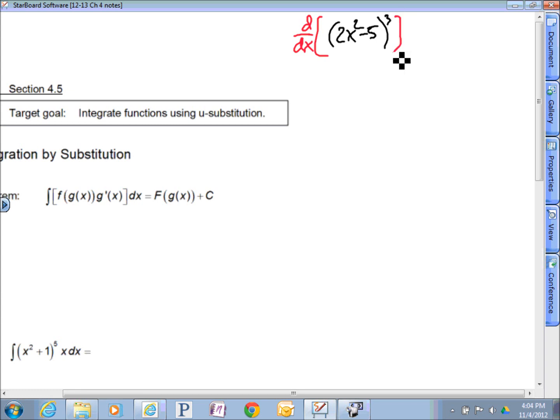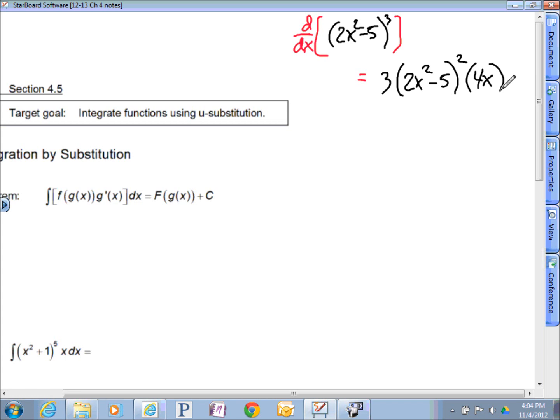So if somebody said find that derivative, what would that derivative be? Well, we'd start by bringing down the 3. Quantity 2x² − 5 raised to the second power. And then we'd have to multiply that by the derivative of the inside function. The derivative of the inside function would be 4x. So kind of crazy stuff. So there's a crazy derivative chain rule.